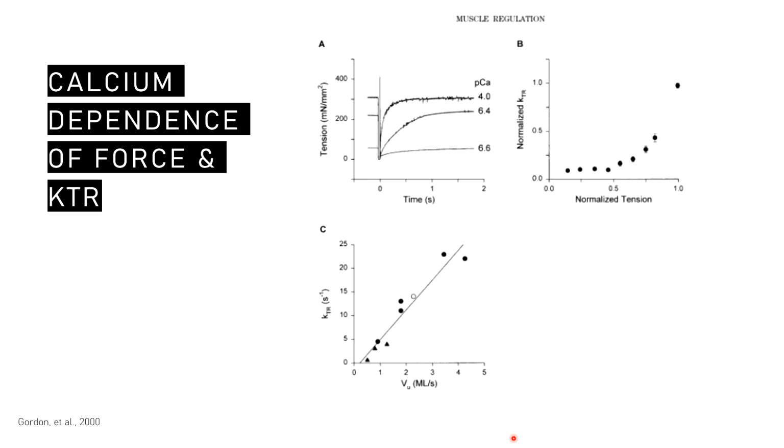Panel C, shown here on the bottom left, relates KTR on the y-axis to the unloaded shortening velocity on the x-axis. The linear correlation suggests the tension redevelopment rate and the filament sliding are common, underlining cross-bridge kinetics.